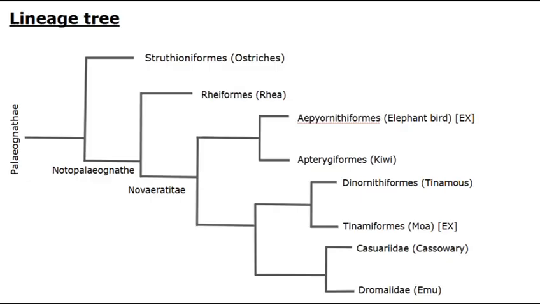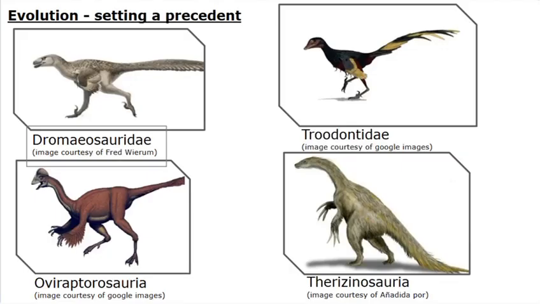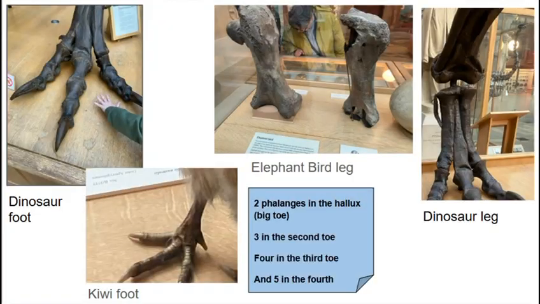Lineage. There are several lineage trees from Palaeognathae, so we decided to use the most up-to-date one from 2020. Palaeognathae are the most ancient lineage of modern birds and are considered to be close living relatives of certain, but not all, avian dinosaurs. These can be found in the Maniraptoran group, such as Dromaeosauridae, Troodontidae, Oviraptorosauria, and Therizinosauria. This is because similarities can be found in their foot structure.